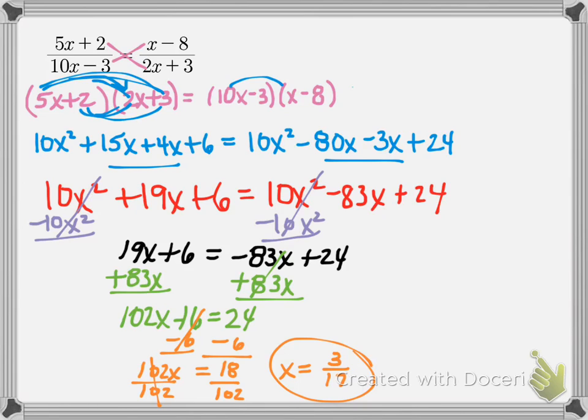You'd want to check with the bottom part of your fraction again, what your x value is not allowed to equal. Your x cannot equal 3 over 10 or negative 3 over 2. And since it isn't one of those values, that means that's really our answer.